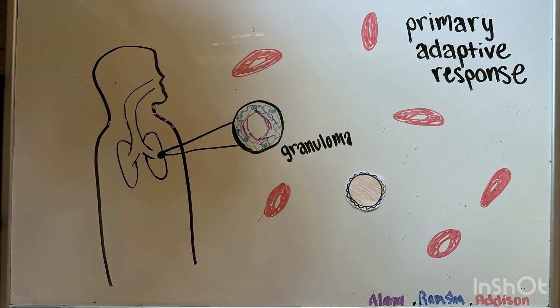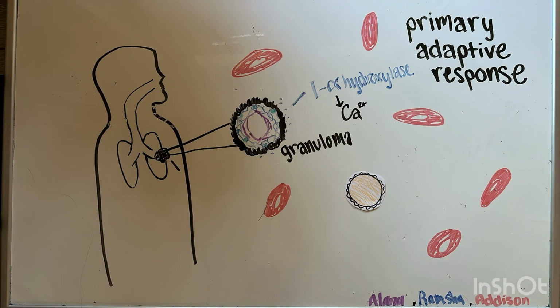The epithelioid macrophages secrete 1-alpha hydroxylase, which leads to the calcification of the granulomas. This calcification can prevent bacteria from spreading and can also form a Ghon complex shown on a chest X-ray, which is an indicator of the disease.